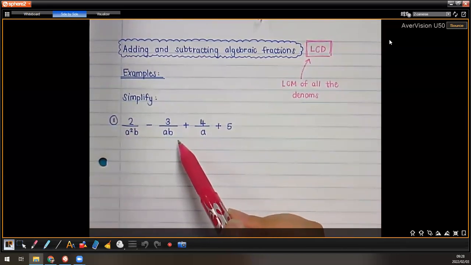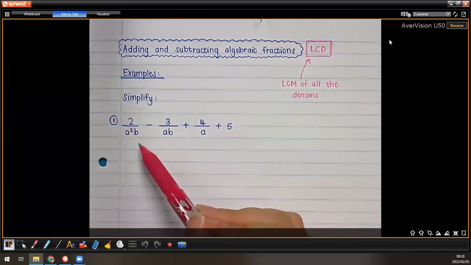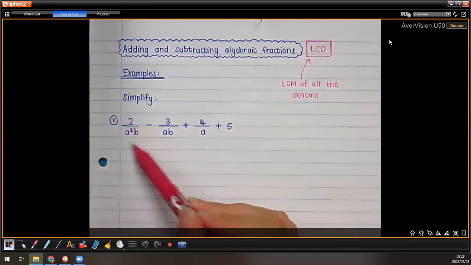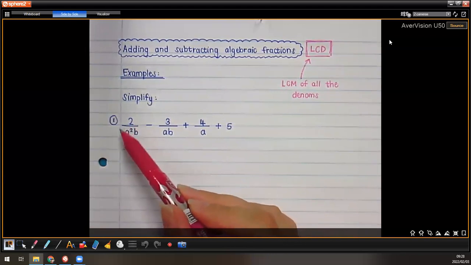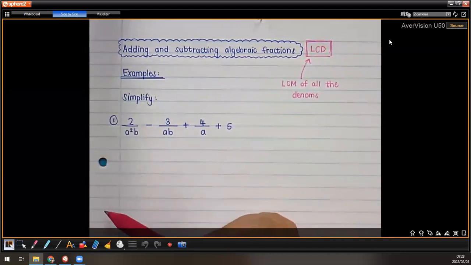So the LCD has to include A and B. Now we check what is the highest exponent of A that we have? A squared, right? 2, that's the highest exponent. So in order for this first denominator to divide into the LCD, the LCD has to have an A squared. Okay, if the LCD doesn't have an A squared, if it just has an A, for example, then we can't divide this into that LCD.